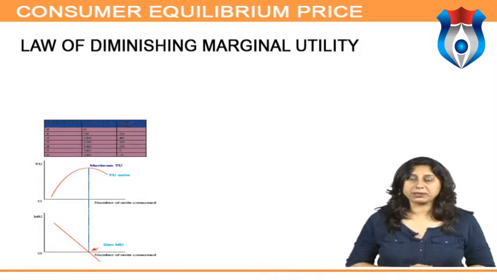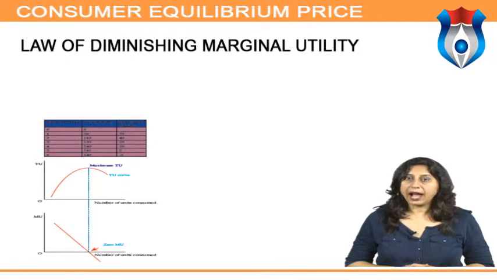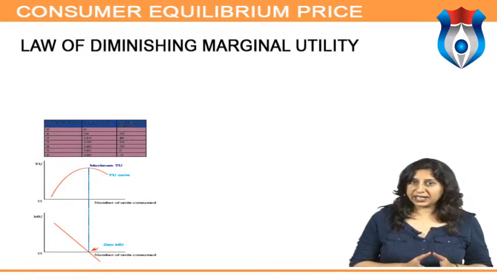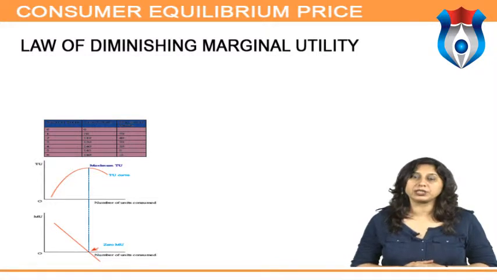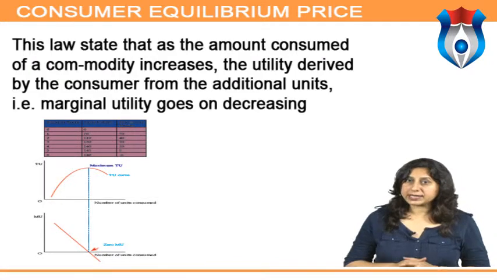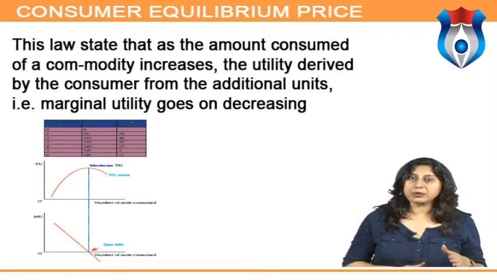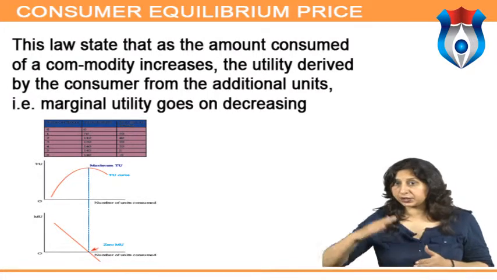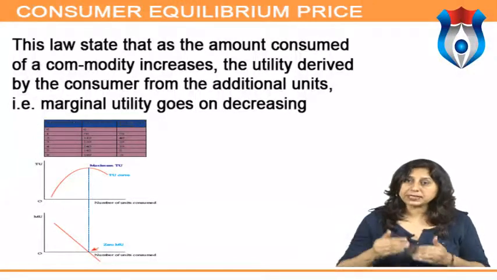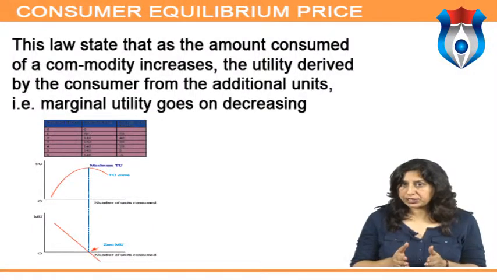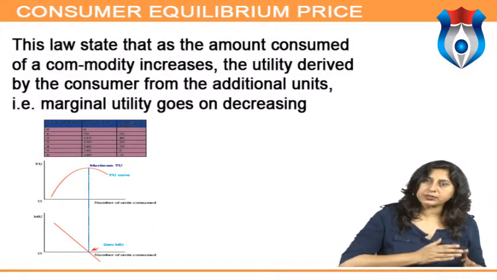Law of diminishing marginal utility. After understanding utility, it will be easy for you to understand the law of diminishing marginal utility. This law states that as the amount consumed of a commodity increases, the utility derived by the consumer from the additional units, that is marginal utility, goes on decreasing.